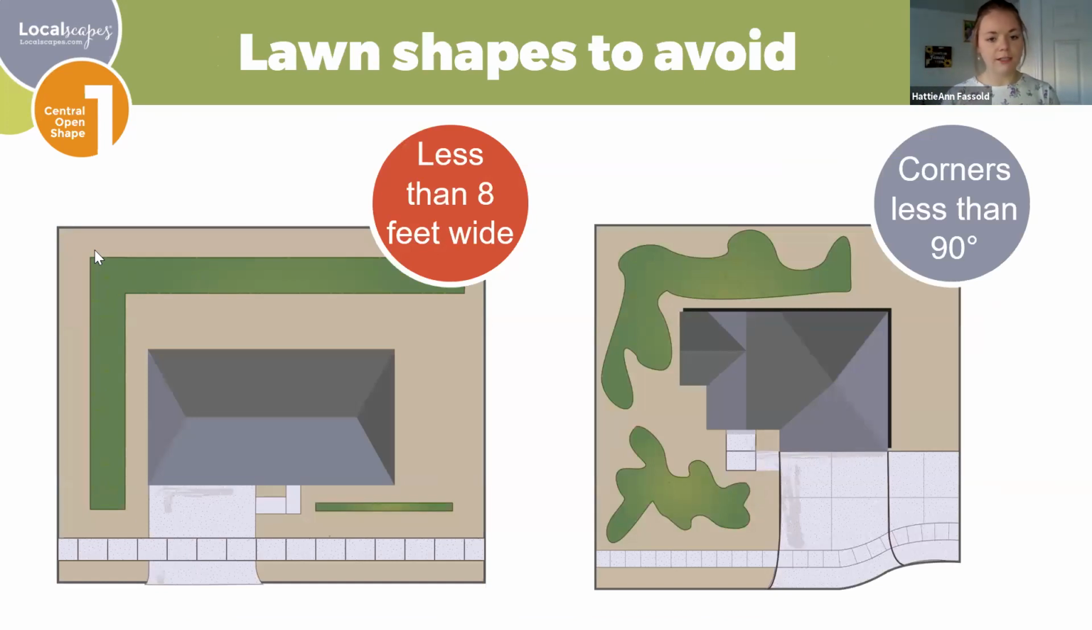You don't want it to be any less than 8 feet wide, and you don't want any corners less than 90 degrees. So no weird squiggly lines, no really teeny tiny corners. If we're doing curvilinear, it's going to be long swooping curves, or for more angular, we're keeping everything within 90 degrees or more.